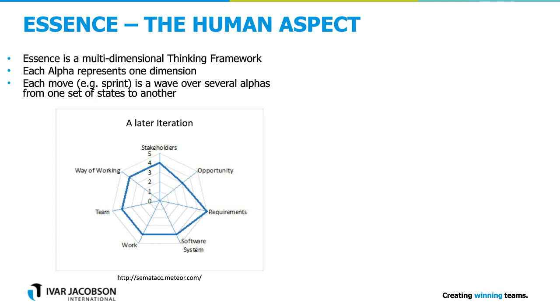Here is a later iteration in the project, and you see you have moved the radar diagram. You have to move basically each dimension at the same time. You cannot just move one. Many projects fail because they just focus on the software system and don't pay enough attention to the opportunity or the stakeholders. Then there's a high risk of failure because you may build a product that no one really wants.